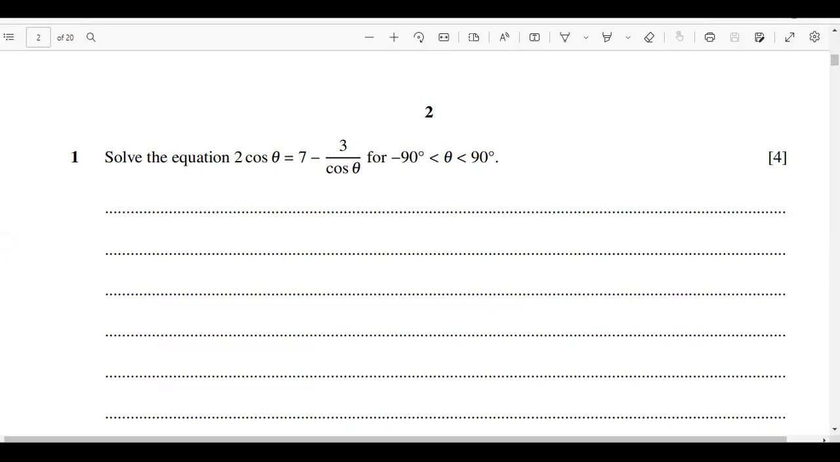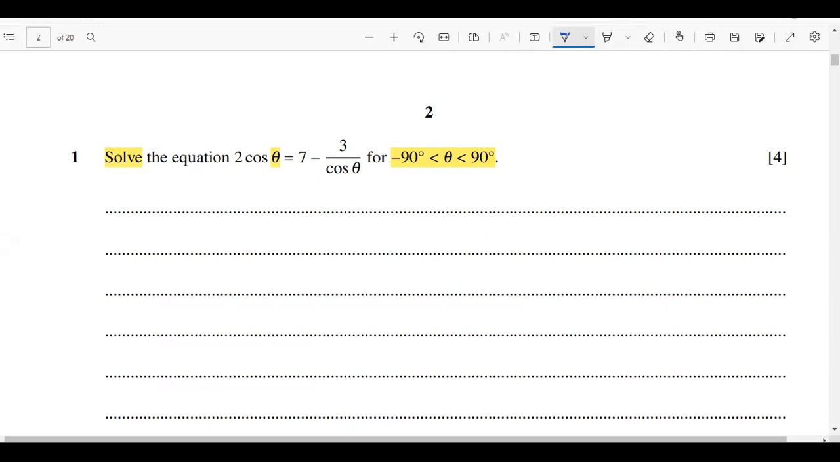Okay, so the first question says, solve the equation 2 cos theta equals 7 minus 3 cos theta for this range. Always remember, whenever you come across the word solve, you need to find the values of theta that are valid for this interval. So I need to make cos theta the subject just so I can find theta. Let's simplify this first.